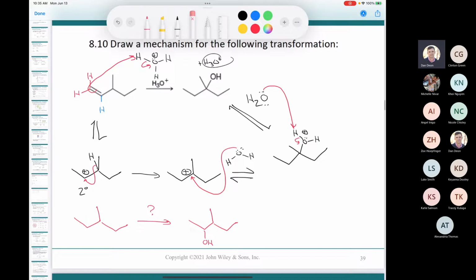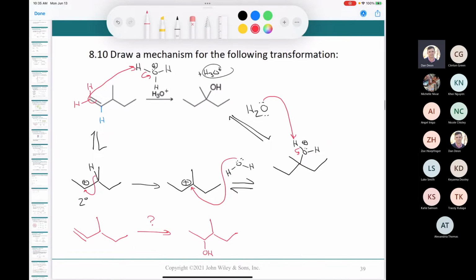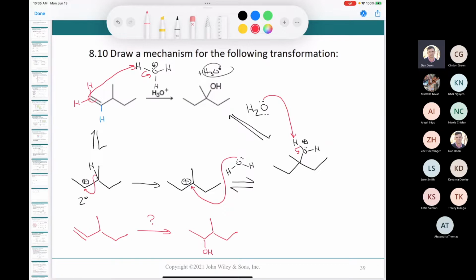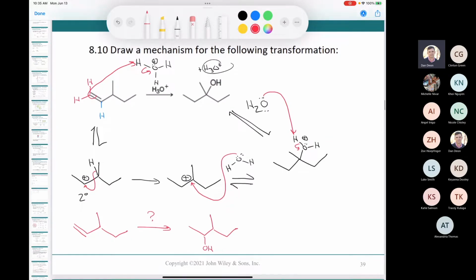Let me draw this a little prettier. Is there a way to do that? And the answer is yes, there is a way to avoid carbocation rearrangements. And the way that we do that is by employing special conditions that we call oxymercuration-demercuration. Pay close attention. Up until now, everything that we've gone over, I've expected you to know the mechanisms.